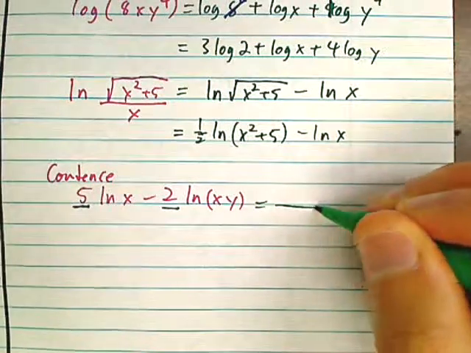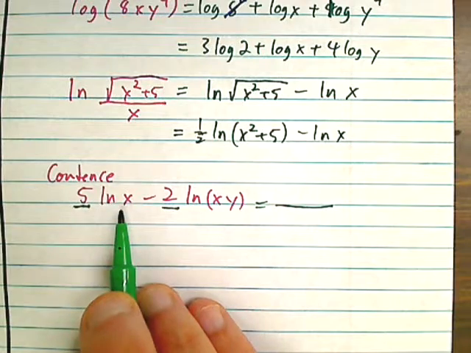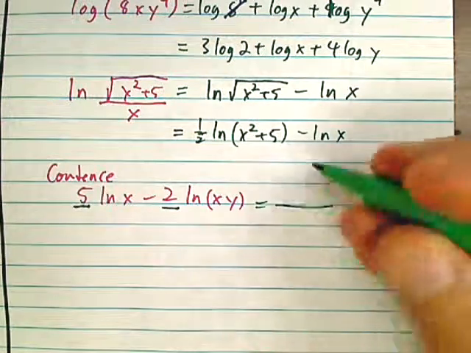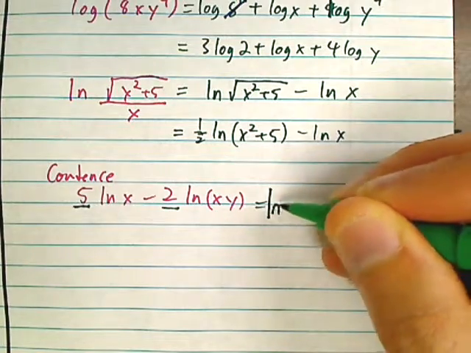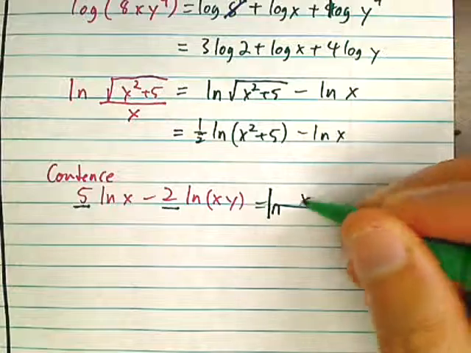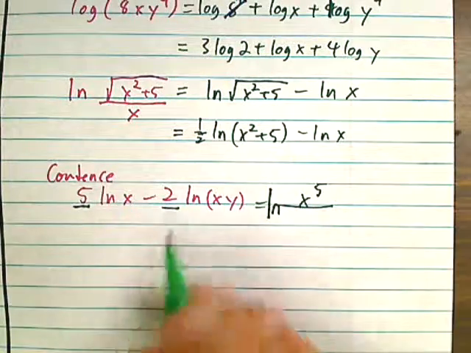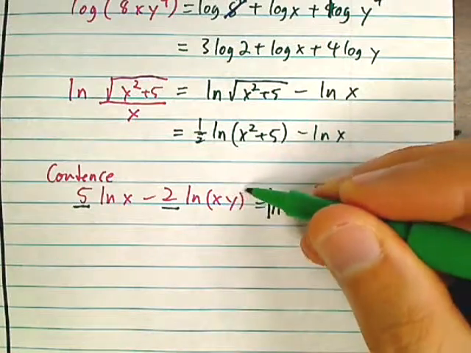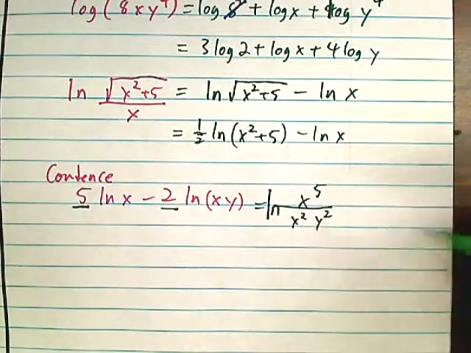I'm going to have my fraction in the numerator. 5 natural log x. Well, it's going to be x to the 5th power, and I forgot to stick natural log. Let me see if I can fit that in there. ln. There we go. So x to the 5th power in the numerator. And then it's minus this. So this goes in the denominator. xy to the 2nd power distributes to both of them. So x to the 2nd, y to the 2nd.